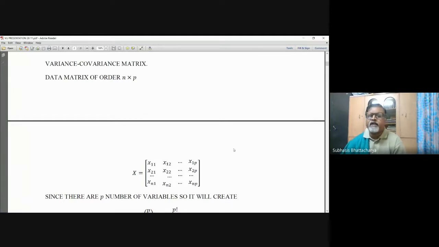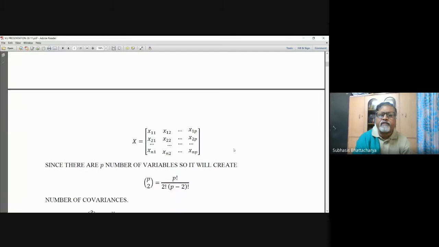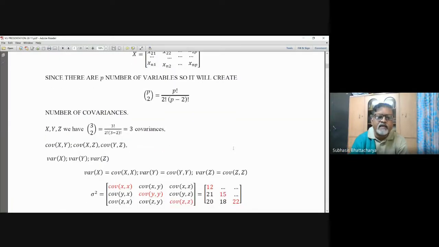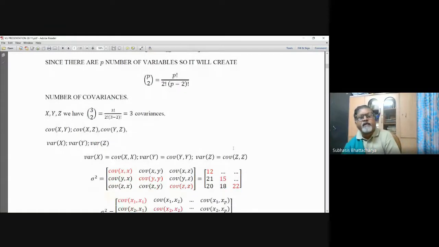So if there are three variables, that means p number of variables, how many covariances will be created? That is given by the combination formula, that is pC2, derived by factorial p divided by factorial 2 times factorial p minus 2. For example, suppose three variables are there, like x, y, z. So how many covariances are there? That is 3C2, that means factorial 3 divided by factorial 2 times factorial 3 minus 2. That is 3 covariances.